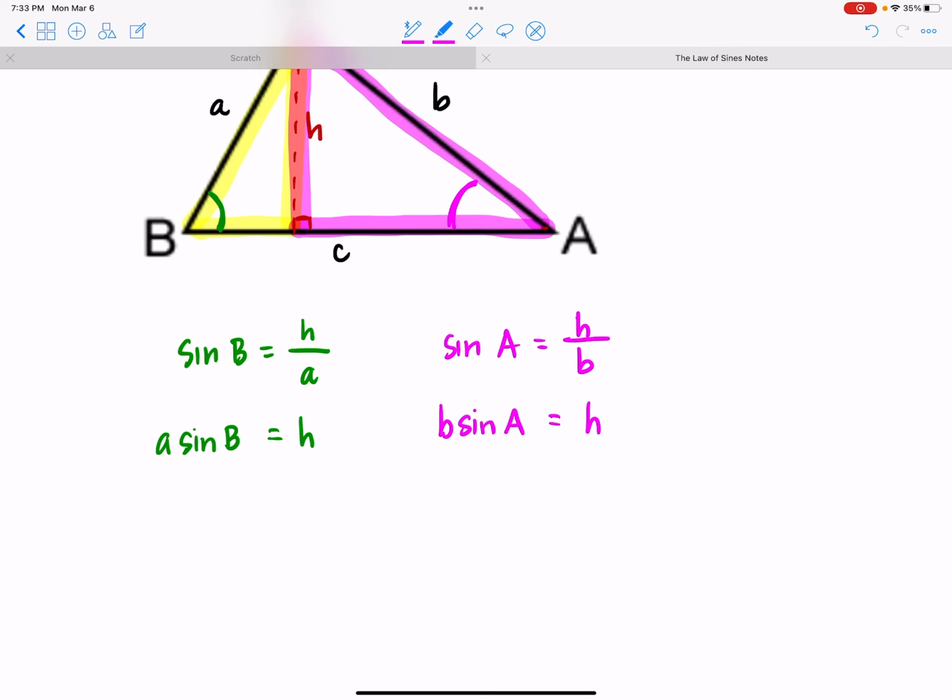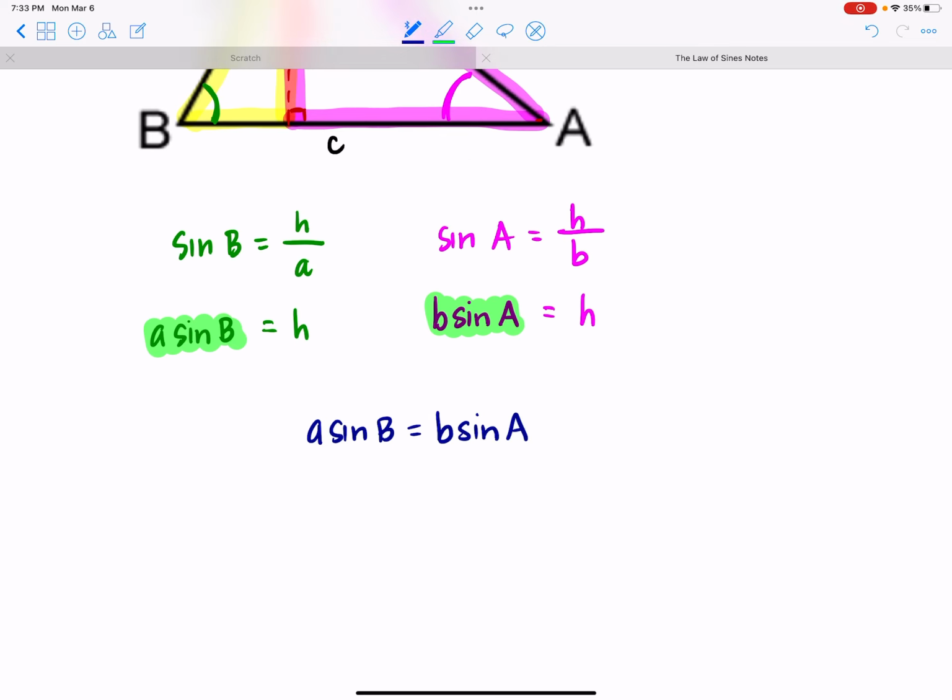So now, if you look, I'm saying H is equal to A times the sine of B, and I'm also saying H is equal to B times the sine of A. If both of those are equal to H, that means they have to be equal to one another. It's the same height in that triangle. So now I could take this next step and say that A times the sine of B has to be equal to B times the sine of A. And then we're getting really close to our formula here.